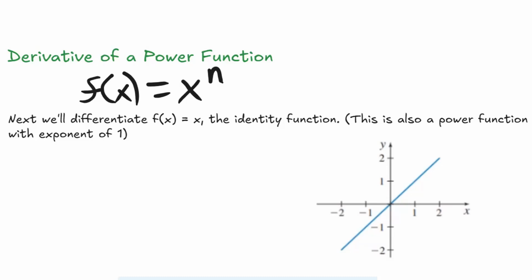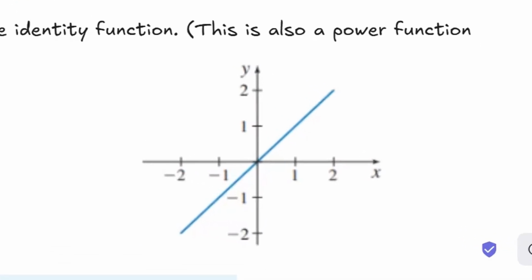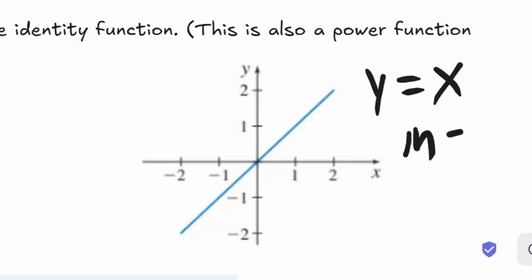Now, if you look, the graph here is y equals x, and you know from algebra class that a line has a constant slope, a constant rate of change, and the slope of just y equals x is just 1.